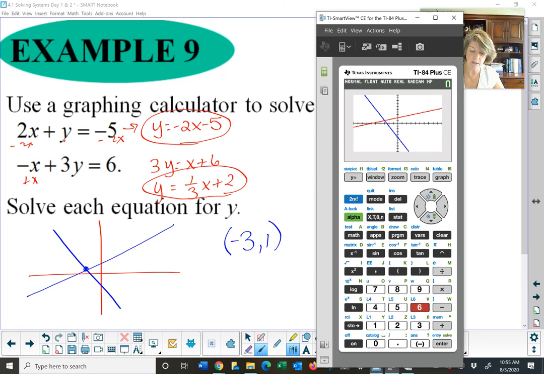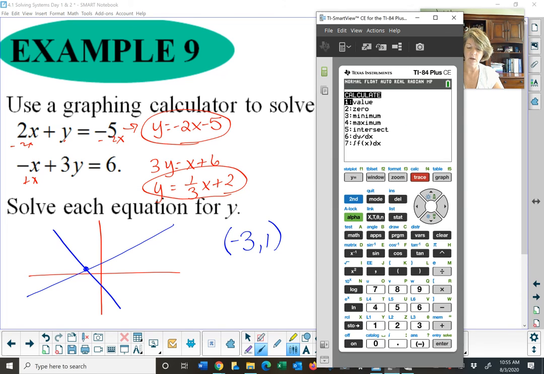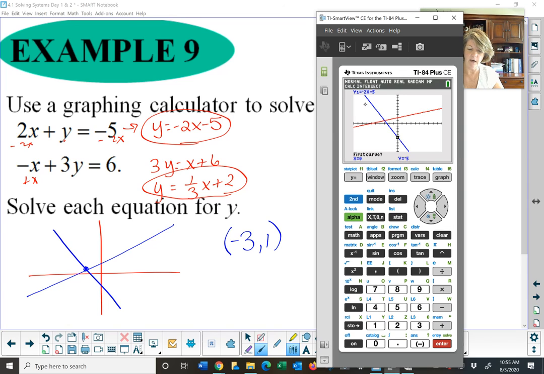I also could do second calculate or second trace, which gets me into the calculate menu. And I'm looking for the intersection. So I'm going to hit enter. Notice it says up in the top left of our screen, it says equation y sub 1. I'm going to hit enter. And then it again changes to y sub 2, the red equation. I'm going to hit enter.